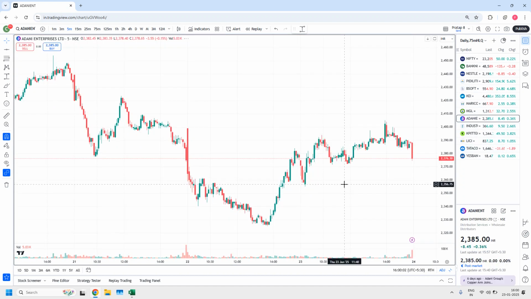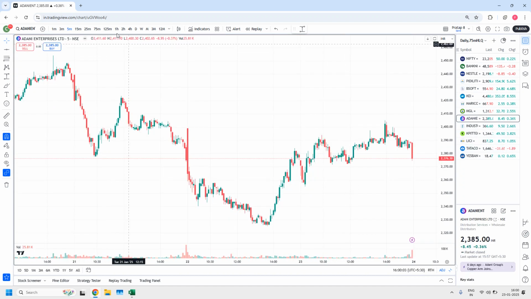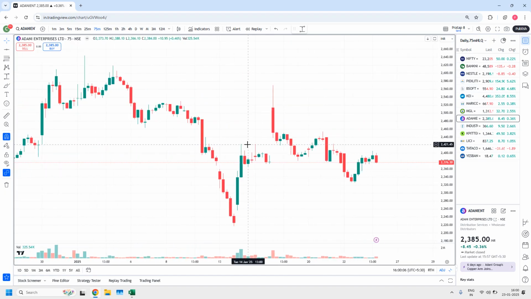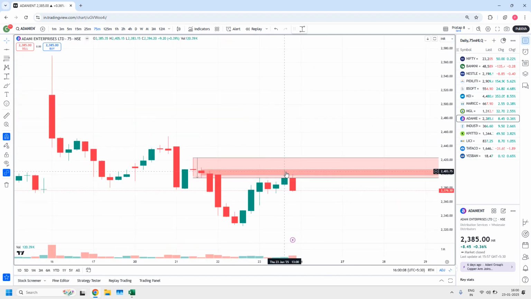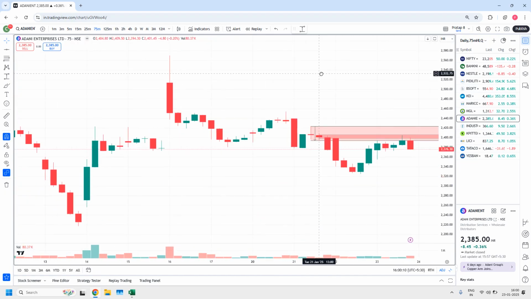Next one is Adani. This is the one I was surprised by. Why? This is a 75 minute zone. See, price sharply came down. Okay, anyway, this is a rally, 2 base candles and a drop candle. And another next candle, another big candle.